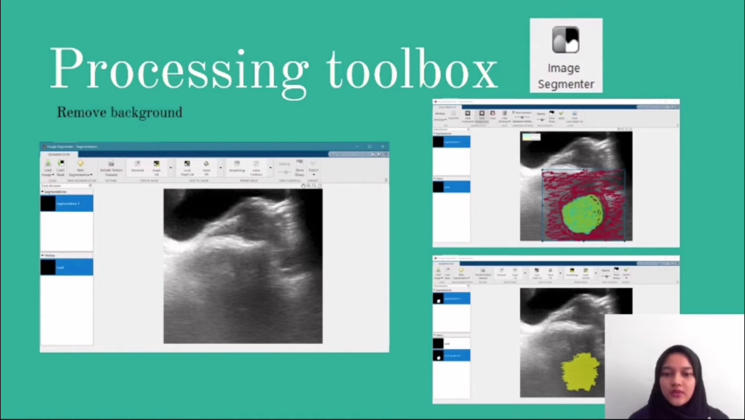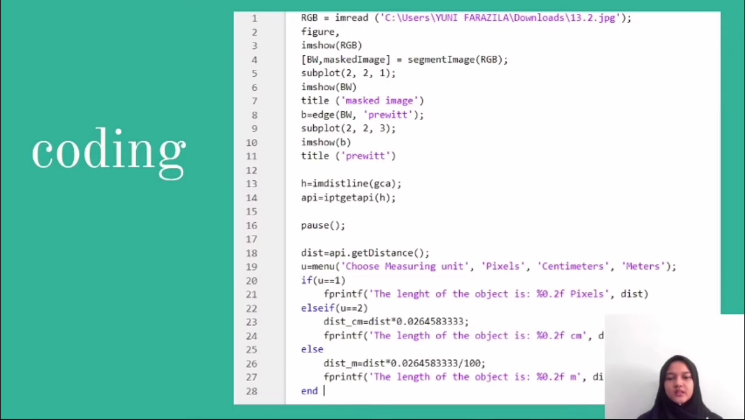and we need to mark the foreground and also the background. Then the result will be shown as in the third image. This is the coding used. By adjusting line 8, it can be used for all techniques just by changing the name of the technique.